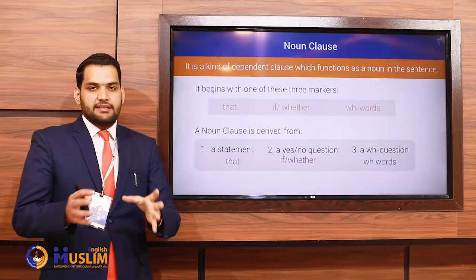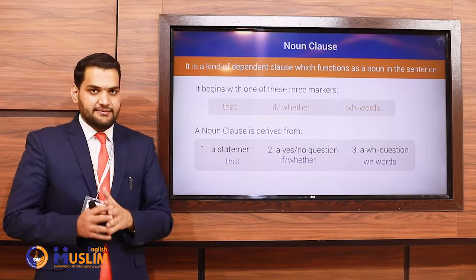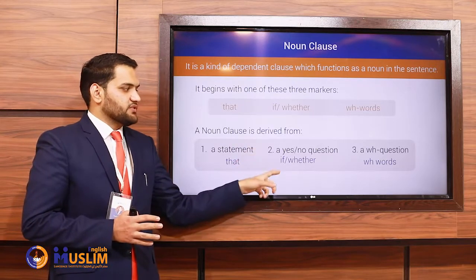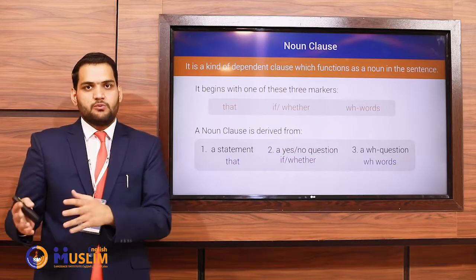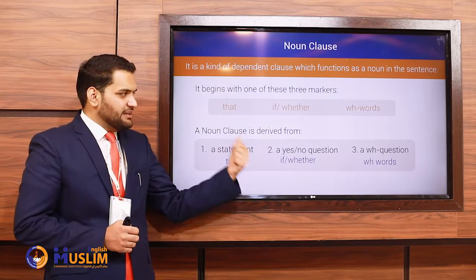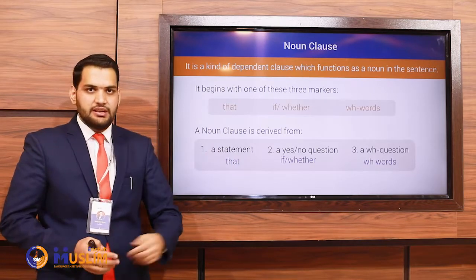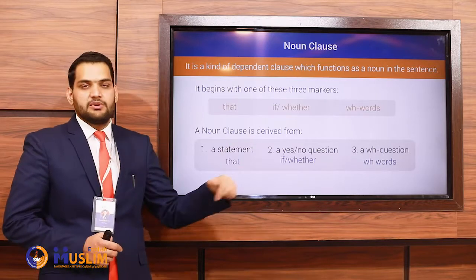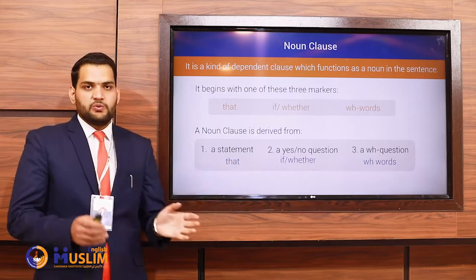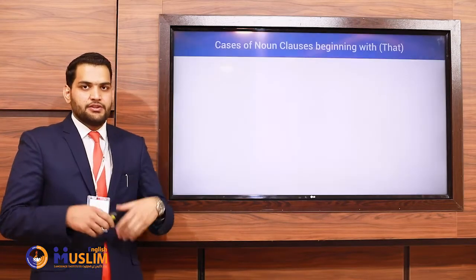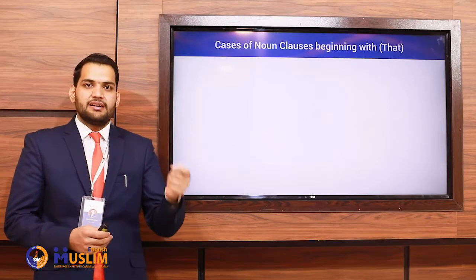Whenever a noun clause is derived or taken from a statement, in that case, the marker is that. For a yes-no question, the marker is if or whether. And we will talk about the difference between if or whether. And number three, whenever a noun clause is derived or taken from a WH question, the markers in that case are WH words, any one of them. Now, we will talk about a noun clause which is taken from a statement. To understand it better, I will teach you the cases of a noun clause which is taken from a statement.